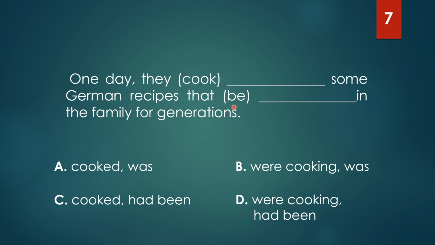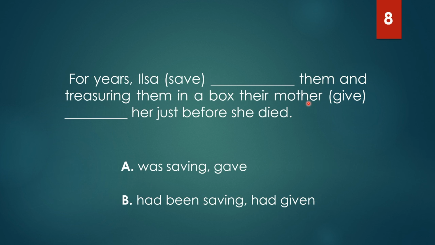Number seven, one day they some German recipes that in the family for generations. Well, this one was before their meeting. So the second one should be perfect tense and the first one simple. They cooked some recipes that had been in the family. Number eight, for years, Ilsa, them, and treasuring. Well, I have an ing form here, and the idea is keeping and saving and treasuring them up to a point. So past perfect progressive, had been saving them.